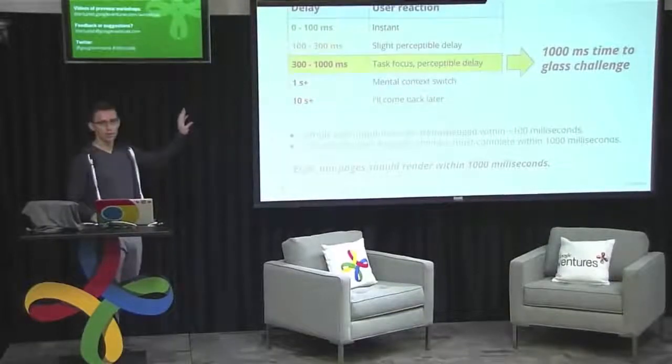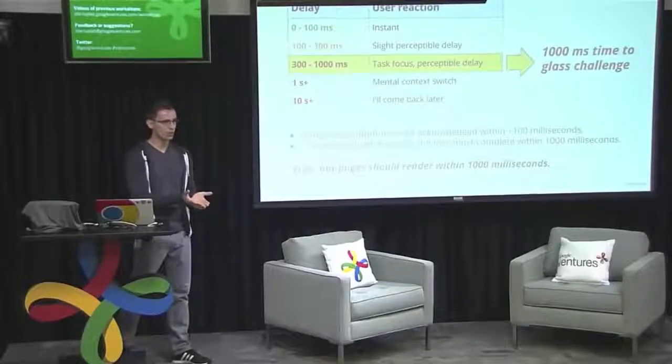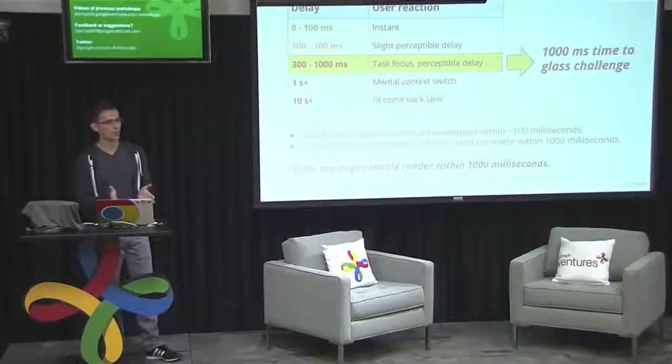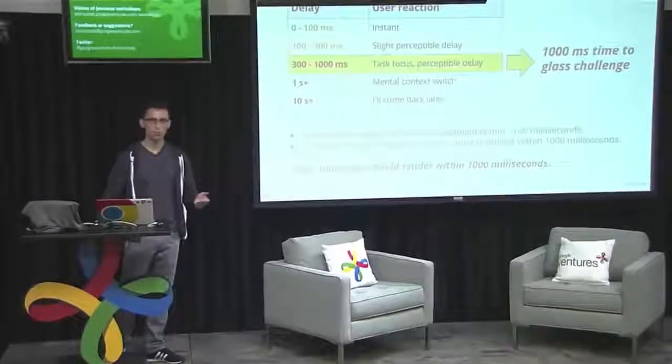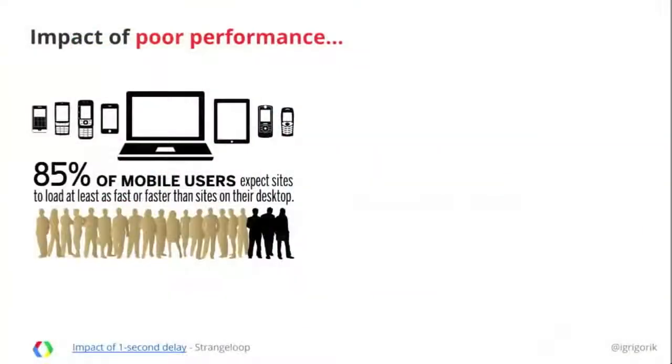Given this barrier of 1,000 milliseconds, let's work backwards as to where the time actually goes. 1,000 milliseconds is actually not a lot of time. What do we need to do to actually meet this goal? But before we do that, one of the questions would be, okay, great, these are the constants, but why do we care about this? Especially in the context of mobile.